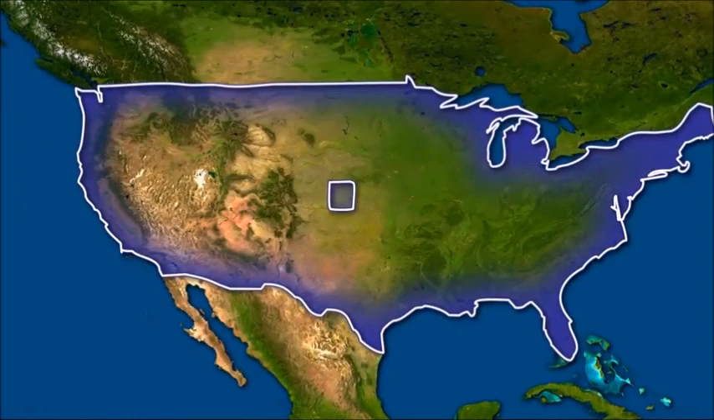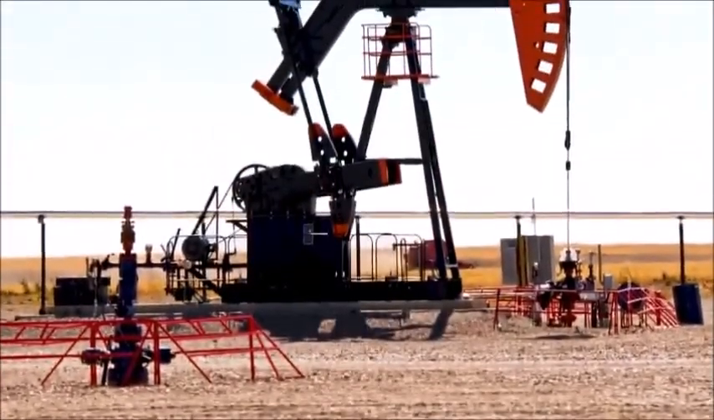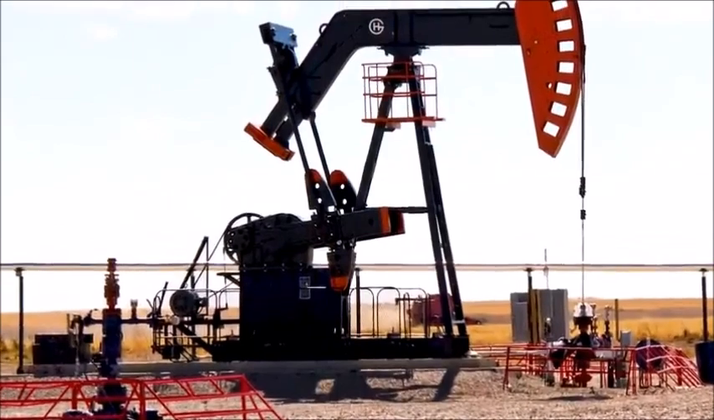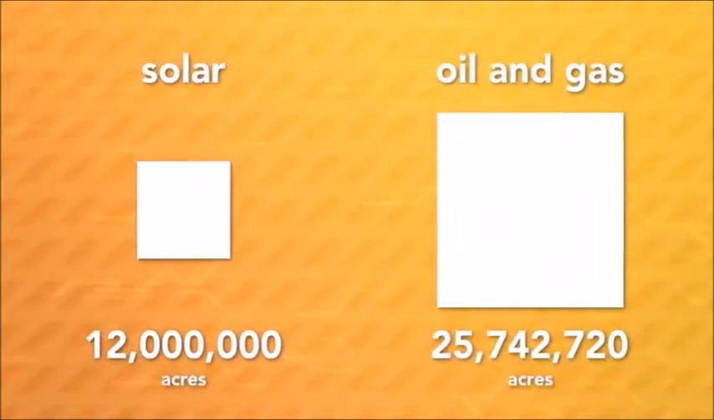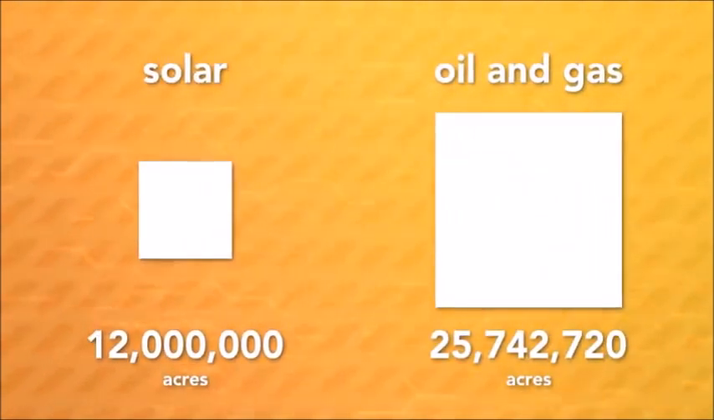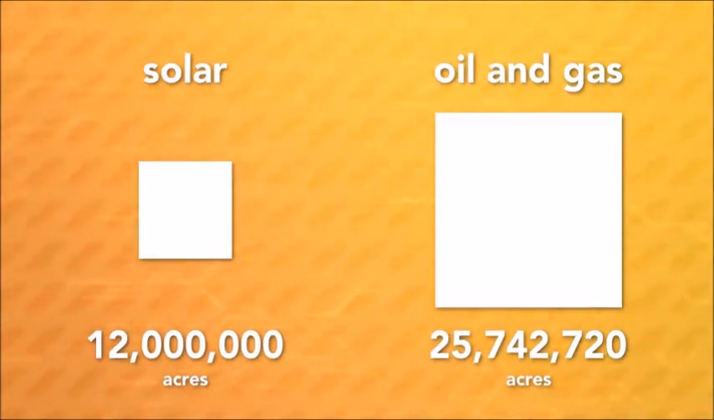If this still seems like a lot though, I'll give you some more figures. According to the US Bureau of Land Management, over 25 million acres of land in the US alone are leased by oil and gas companies. That's over twice the space needed for solar panels to supply 100% of our energy needs, while oil and gas together only provide the country with 66% of its energy demand.